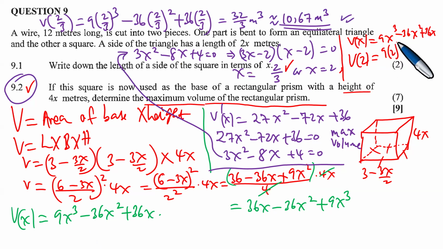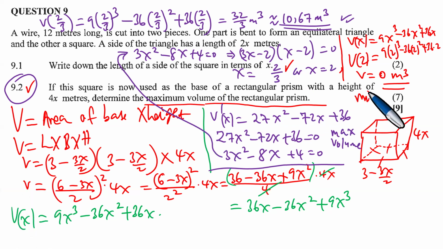9 times 2 cubed minus 36 times 2 squared plus 36 times 2. Okay, you get the result. The result is going to be 0. This is 0 cubic meters, and therefore this is not it, the question said maximum volume. So at 2, you're going to have what you call minimum volume, and therefore the maximum volume occurs at the other part.